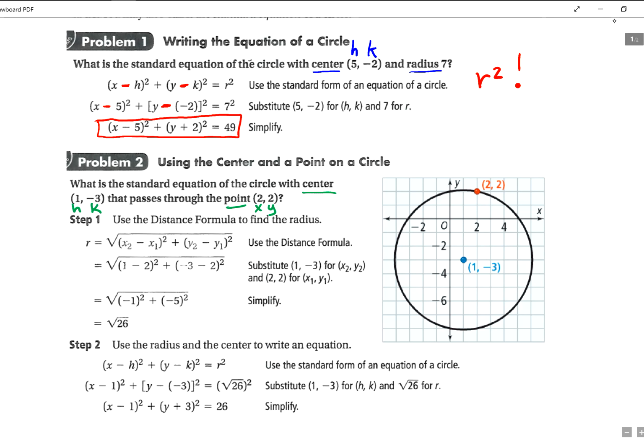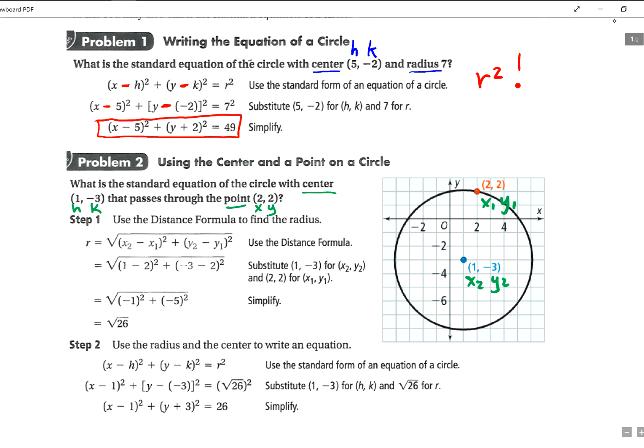We know that we have, we're going to call this, this is (x2, y2), (x1, y1). Labeling doesn't matter which one you label. Just remember to label them.